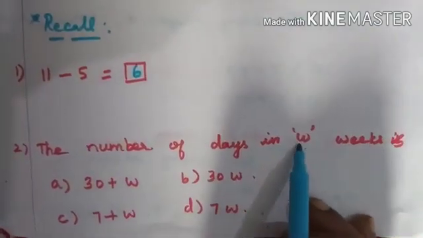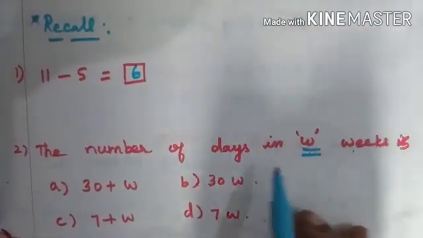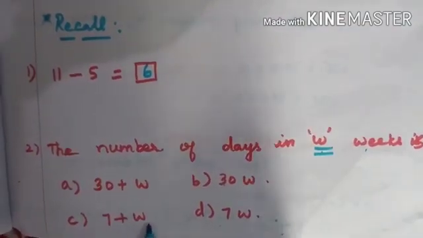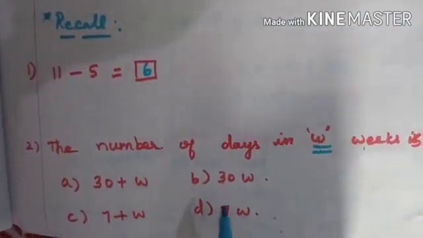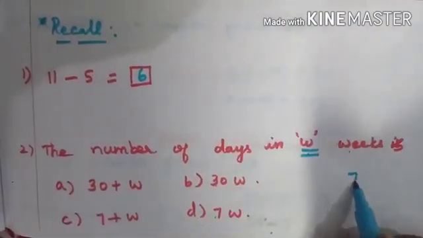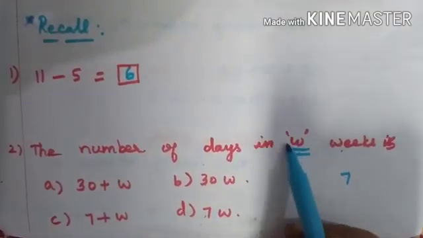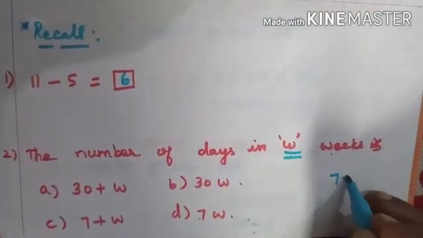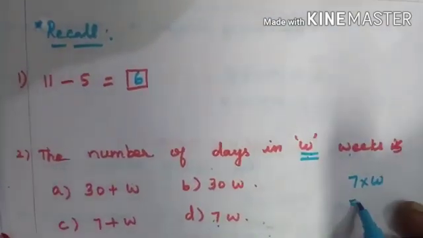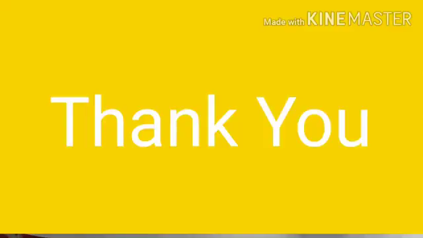Next, the number of days in W weeks is a dash. Number of days in W weeks. How many days are there in a week? A week has 7 days, isn't it? And the number of days in W weeks, we don't know how many weeks. Therefore, we are multiplying 7 into W, that is 7W. What will be the answer? 7W. Okay, students, thank you.